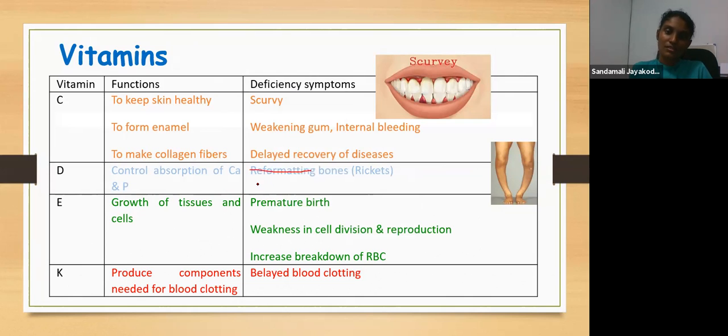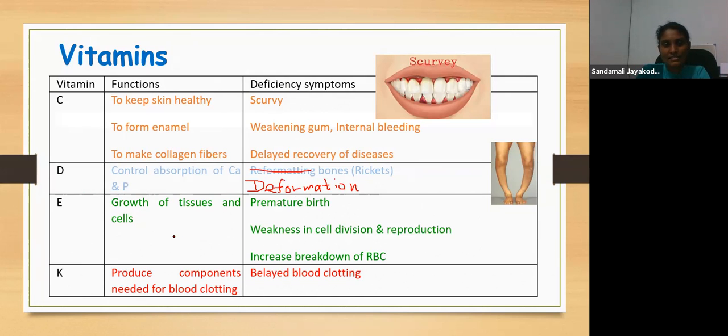This is not deformation of bones. Deformation, the change in the form. Here you can see they are just curved deformation. We call this disease rickets. Deformation of bones is rickets due to vitamin D deficiency.